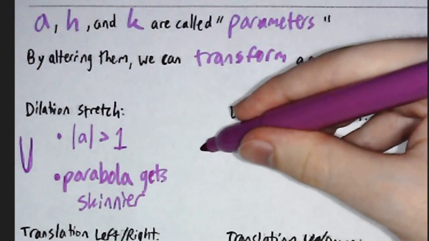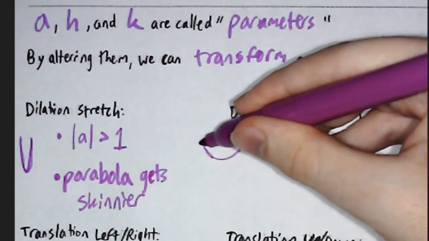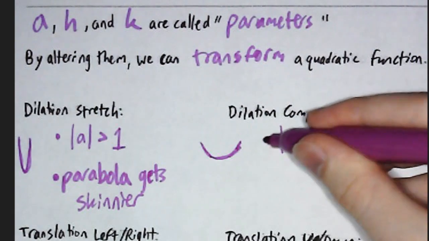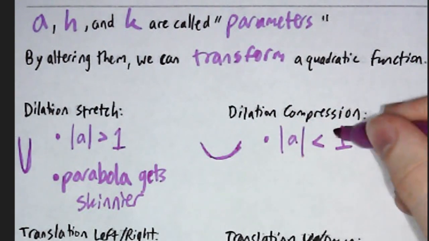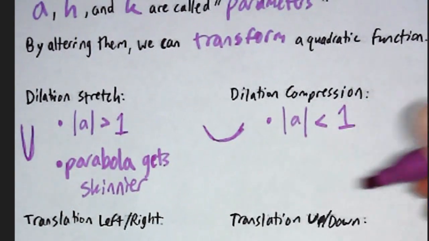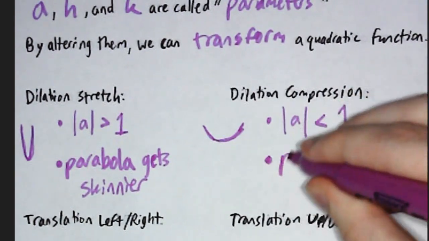Now compression is where the parabola gets wider. And this is caused by the absolute value of a being less than 1. Things like 1/2, 1/4, 2/3, things that are less than 1 or between 0 and -1 in the negative direction, so like -1/2, -1/4, -1/5, things like that. Those are what cause compressions. Okay, and this is where the parabola gets wider.